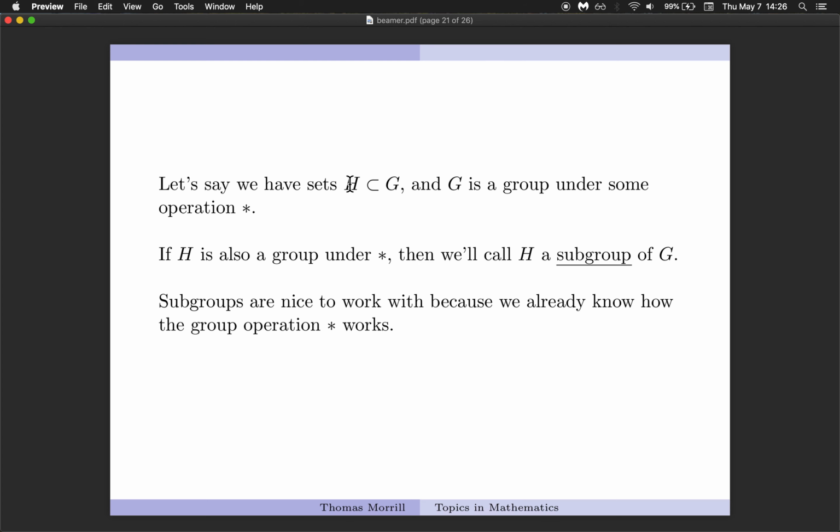So every element of H belongs to G. H is a group with the same operation that G uses. That's what I'm looking for. As I've already been saying, subgroups are nice to work with because we already know how the operation works. So we already know how star works. On my previous slides, we already know how addition works, and it's the same kind of addition for every one of those groups, whether we're talking about integers or rational numbers or real numbers.